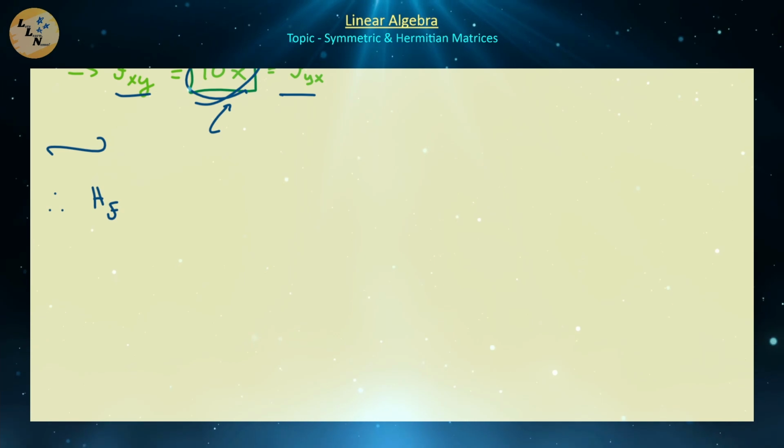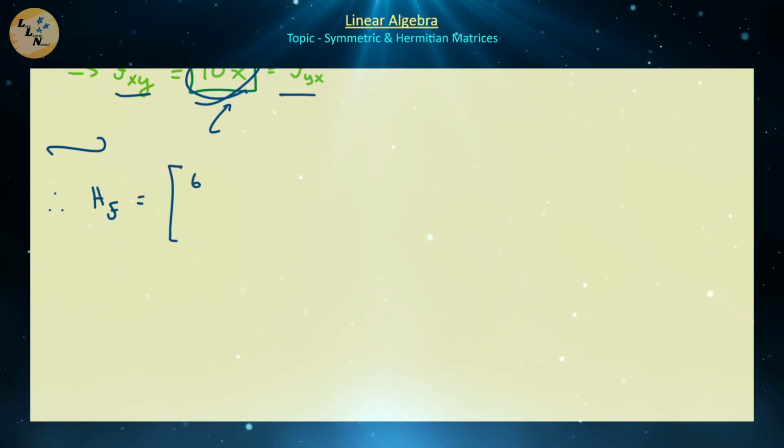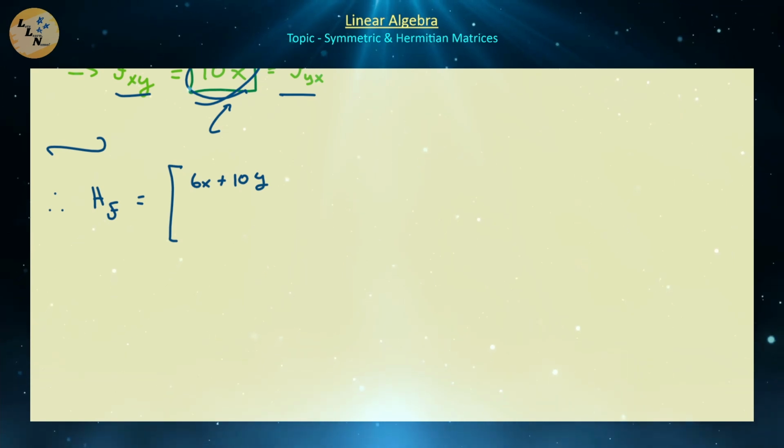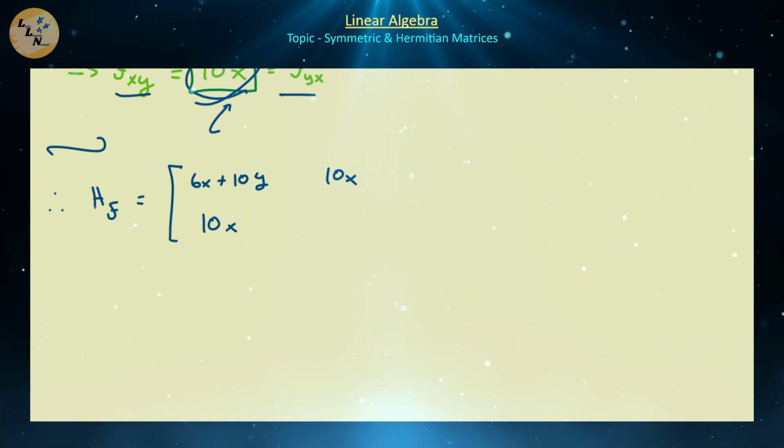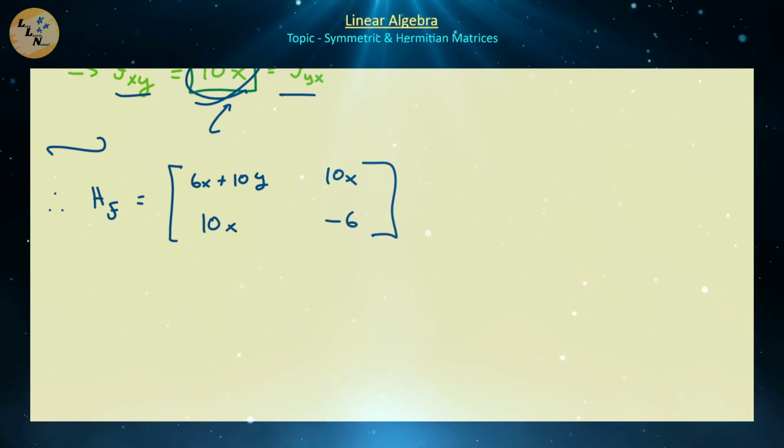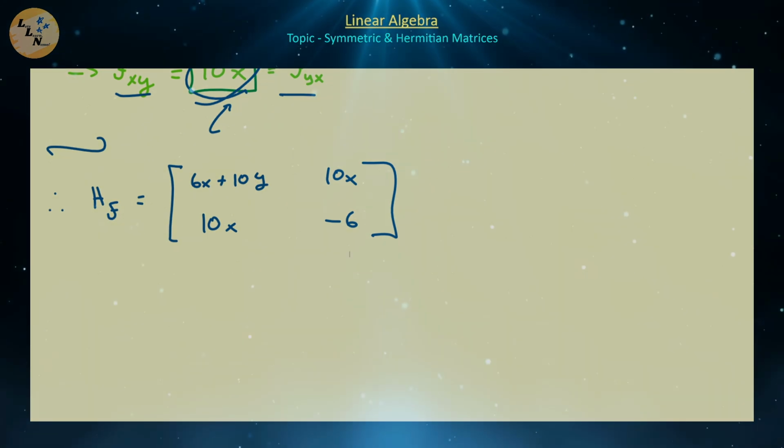So the Hessian matrix of f is going to be equal to 6x plus 10y. So that's fxx. Then fxy is going to be equal to 10x, fyx is going to be equal to 10x, and then fyy is going to be equal to 6. And notice that this is a symmetric matrix, and one could also, of course, consider the determinant of this Hessian matrix and its applications, but we'll talk about them at another time.